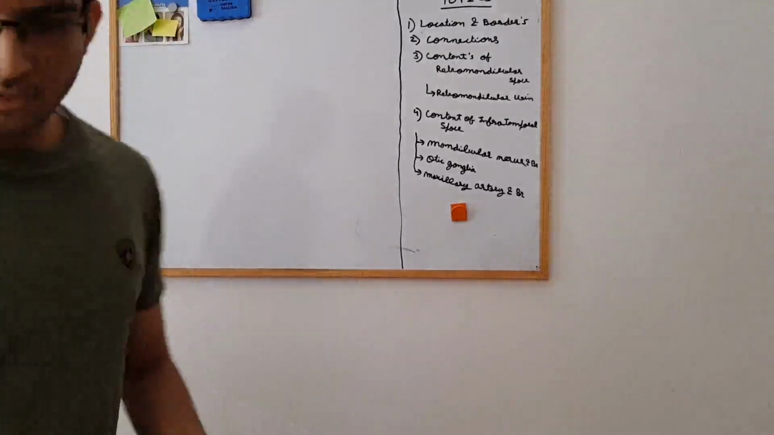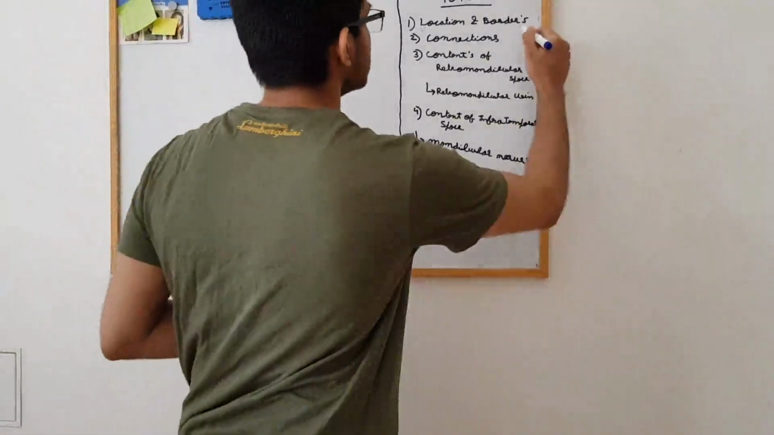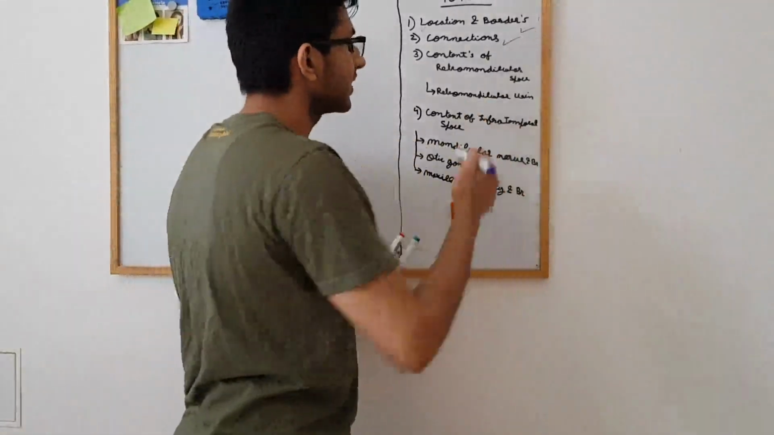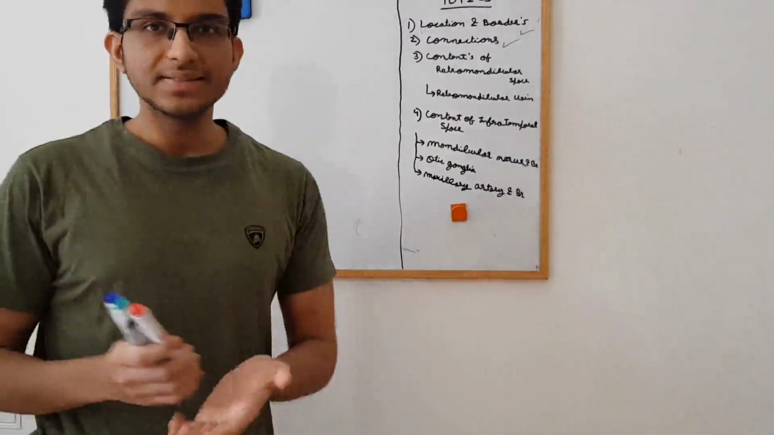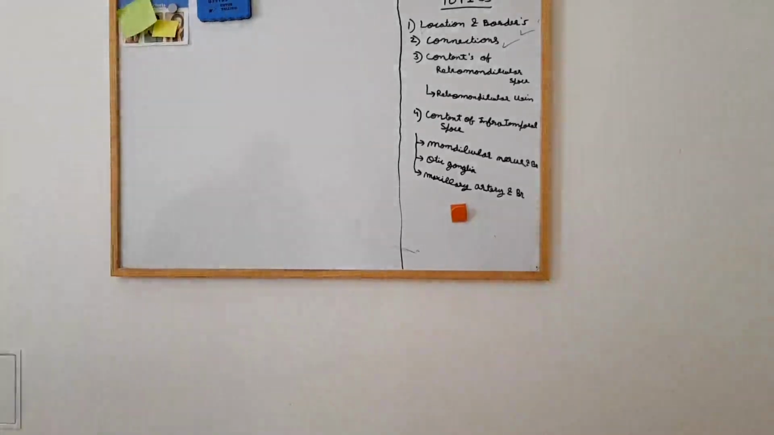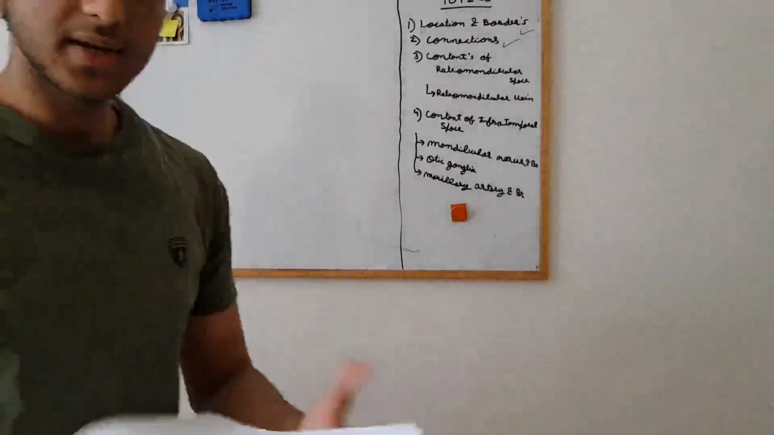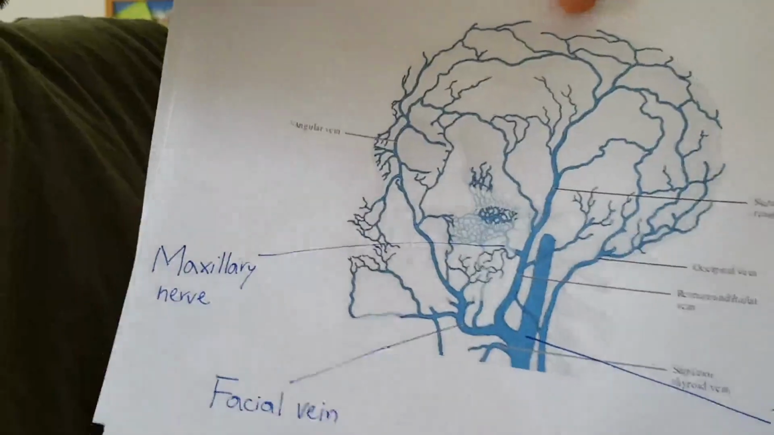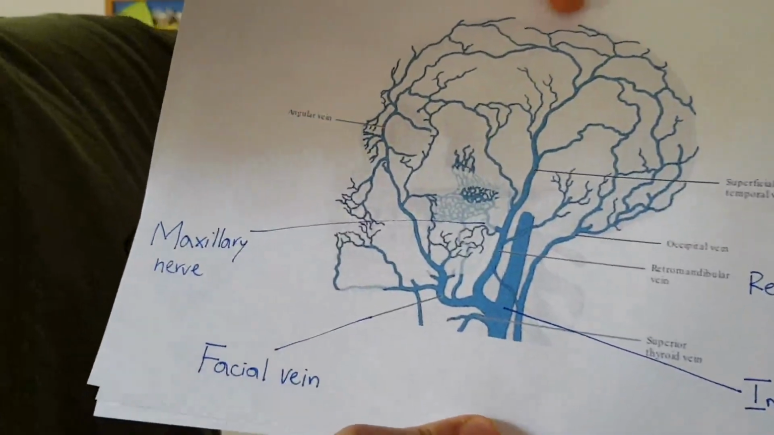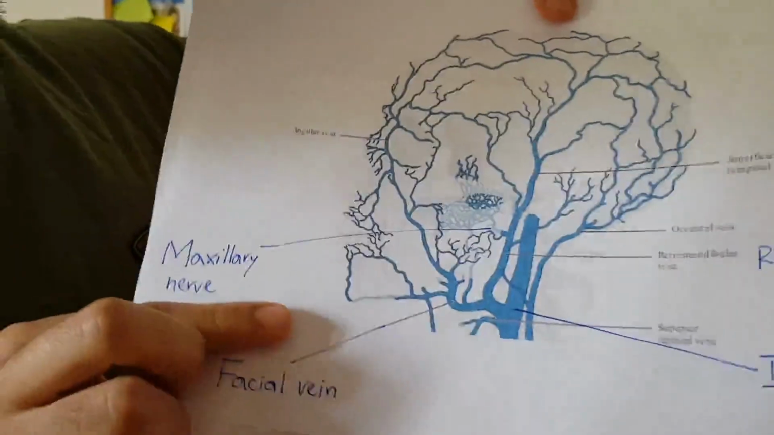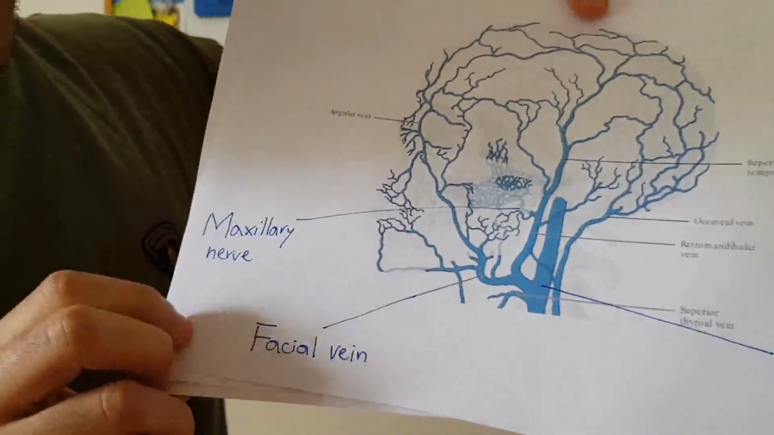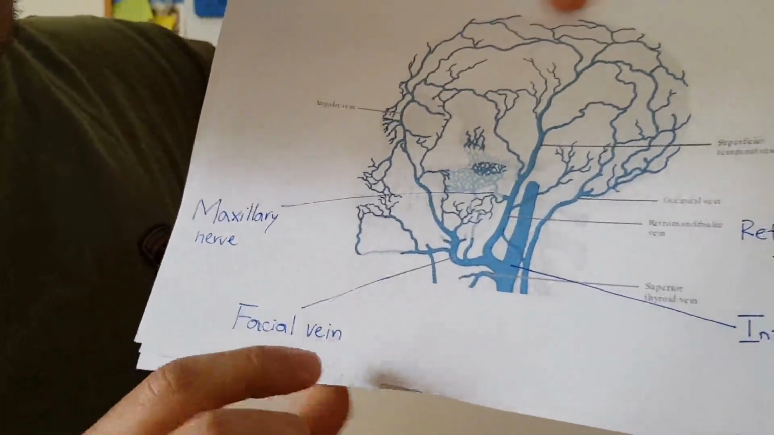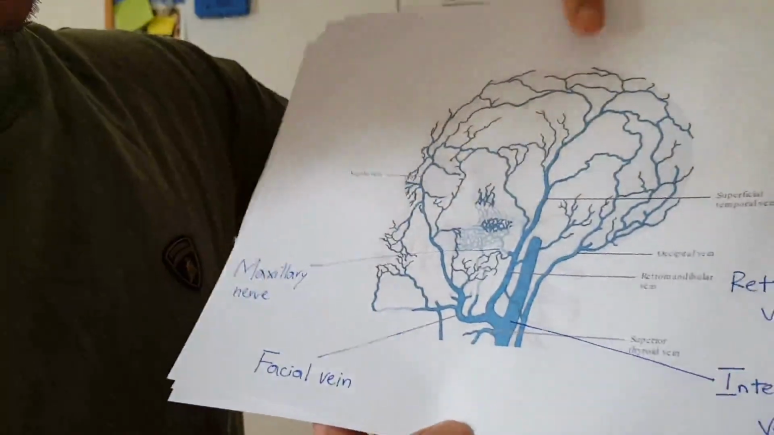Next topic, so we finished the location borders, we finished the connections. Next one is the content of the retromandibular space. Now it's very easy, it's the retromandibular vein. And the retromandibular vein is formed by the draining of the superficial temporal vein and the maxillary vein, which drain to form the retromandibular vein. The retromandibular vein itself with the facial vein drain to form the internal jugular vein.